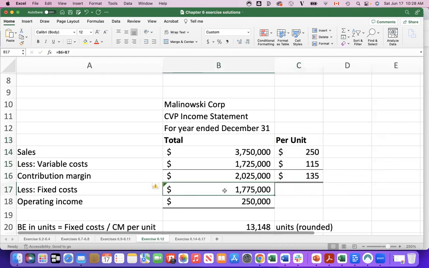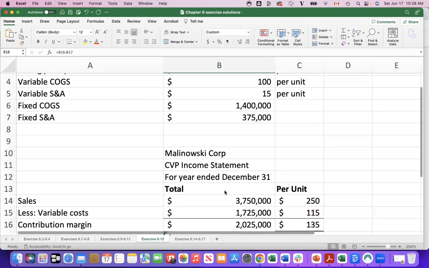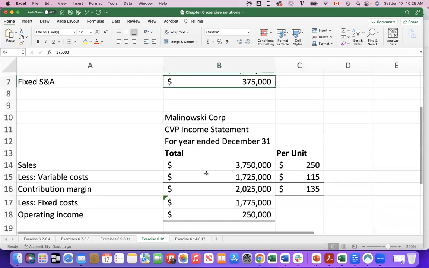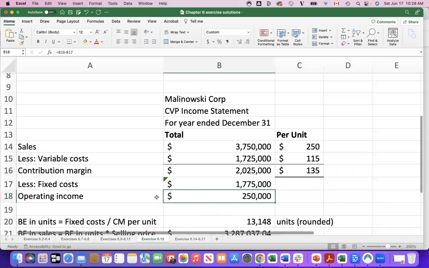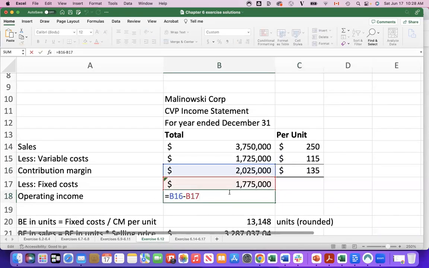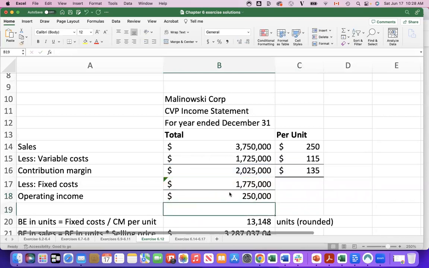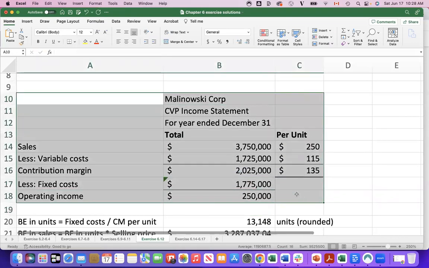Next, we add up our fixed costs. So we have two sources of fixed costs. We have our fixed cost of goods sold, which is 1.4 million, and our selling and admin fixed cost of 375,000. So if you add them up, you get 1,775,000. To get to our bottom line, we simply subtract: contribution margin minus fixed costs gets us operating income of $250,000. So this would be our income statement.